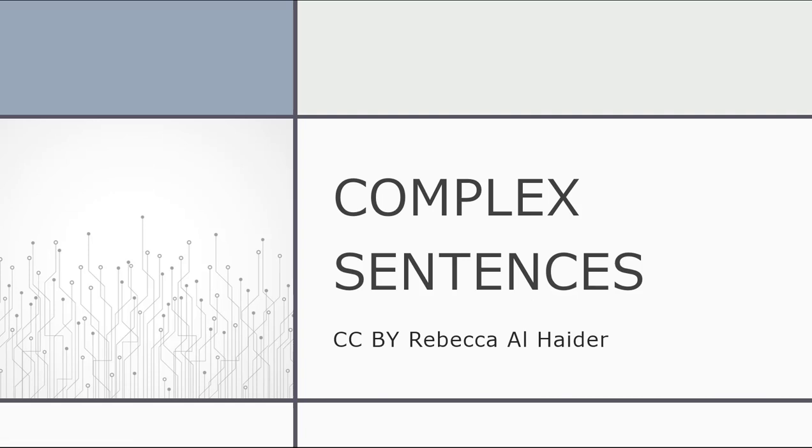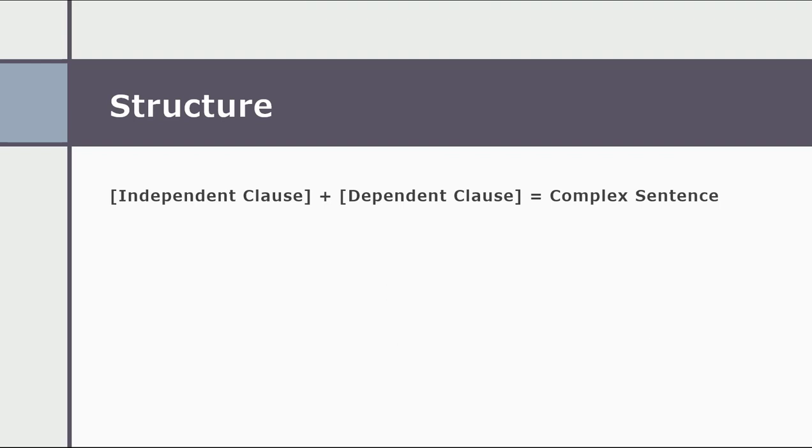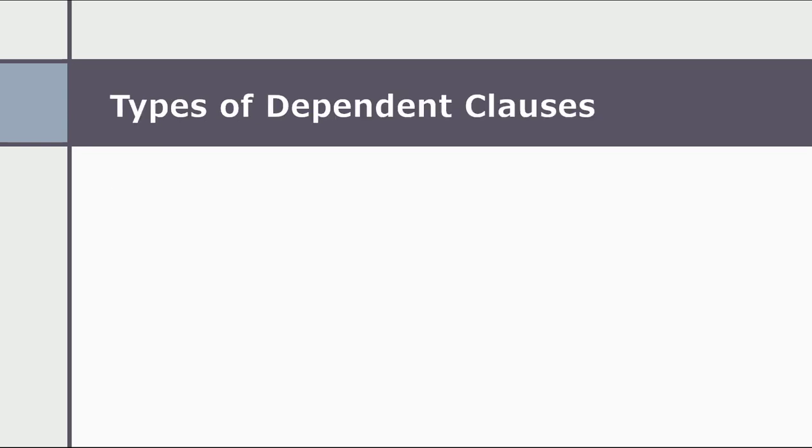This lesson will cover the third type of sentence, complex sentences. A complex sentence is made of an independent clause and a dependent clause merged together. The location of the dependent clause depends on its type. There are three types of dependent clauses, so the structure will depend on the type of dependent clause.